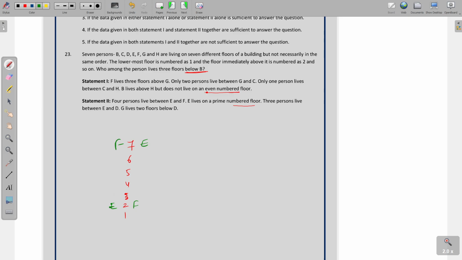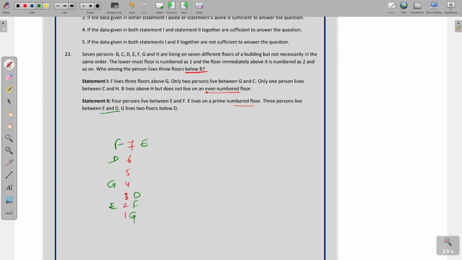If I place E here, 1 2 3 4, F is placed here. E is a prime number. 3 persons live between F and D. So 3 persons live between E and D. 1 2 3. So D is placed here. G lives 2 floors below D. So G is placed here. Try to merge the two, statement 1 and statement 2 once.